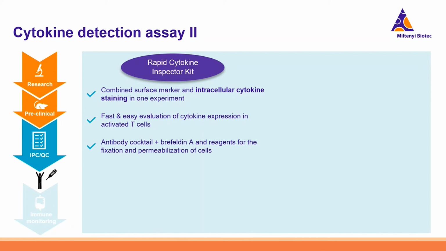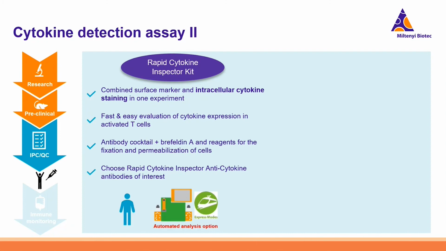It contains an antibody cocktail, so no tedious pipetting of single antibodies, which could introduce errors and variation, is needed. It also comes with Brefeldin A and all the reagents for the fixation and permeabilization of cells. And then you can just choose your anti-cytokine antibody of interest, which has been optimized for usage in combination with this kit. We have the solutions for human samples and, of course, the express mode for the automated analysis.